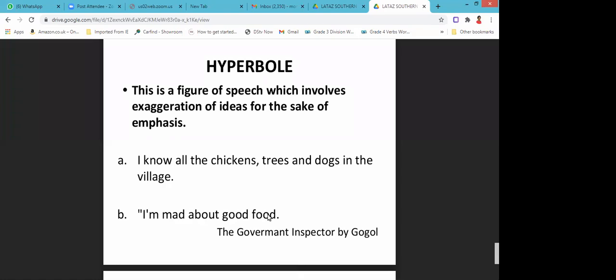Then we look at hyperbole, an exaggeration of ideas for the sake of emphasis. For example: I know all the chickens, trees, and dogs in the village, meaning I know the village very well. I am mad about good food. It's an exaggeration. You can't be mad about good food, but he's trying to say, I enjoy eating.